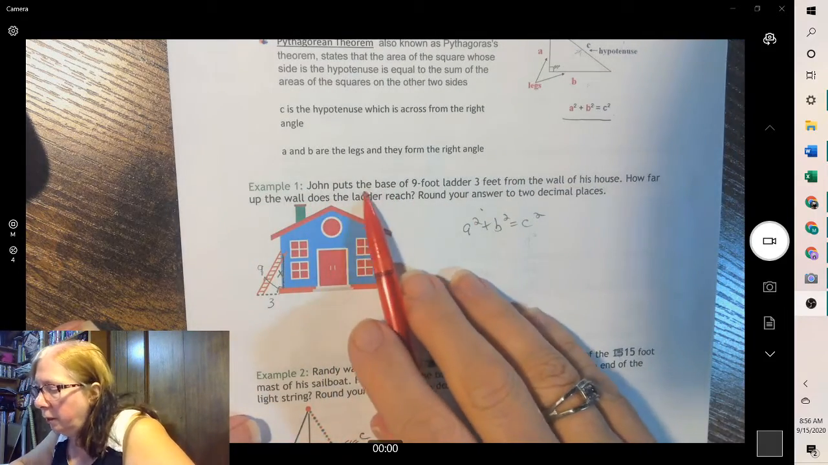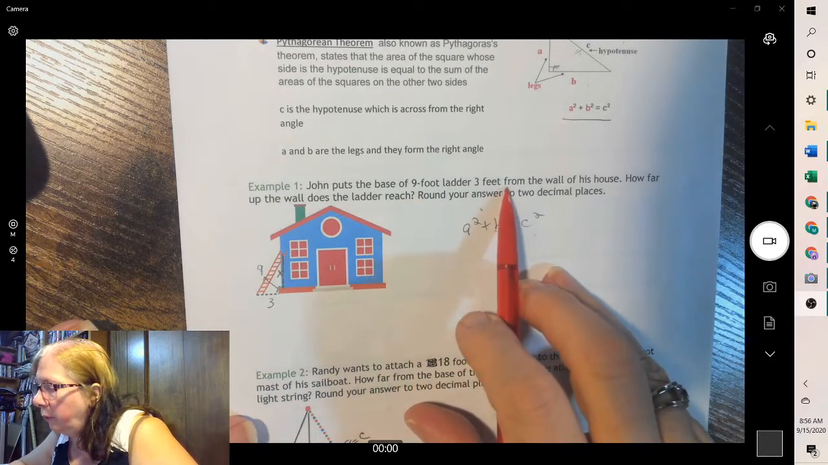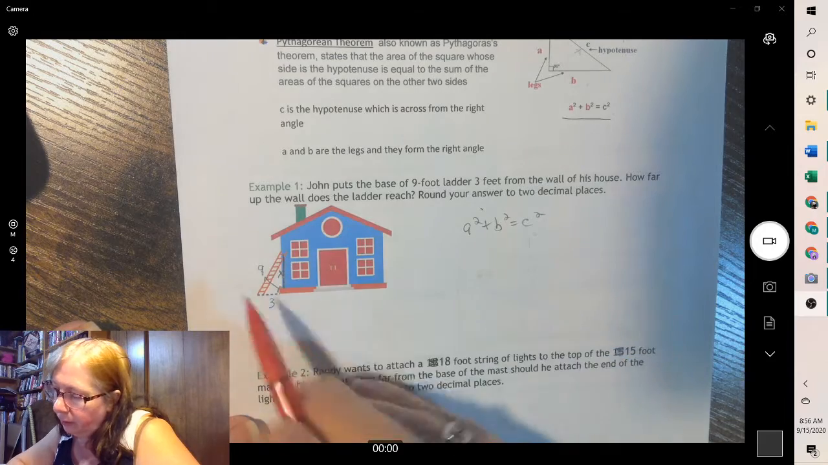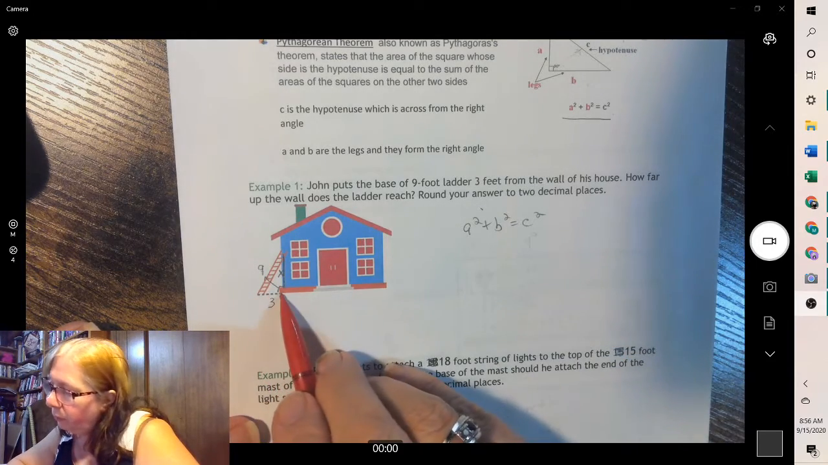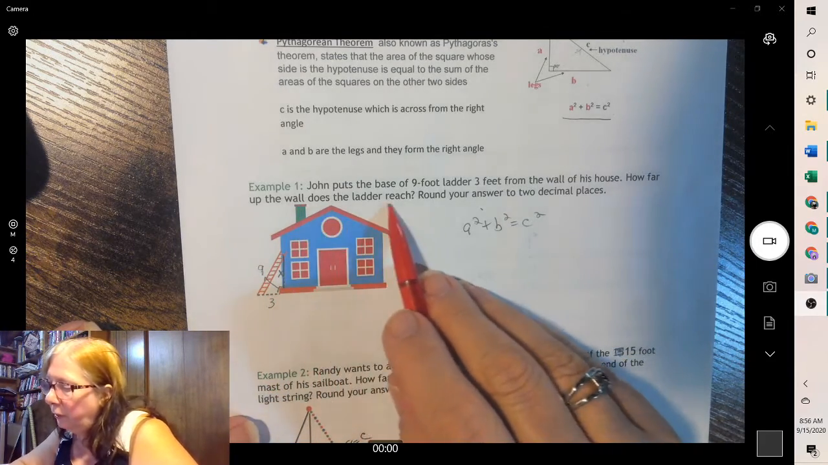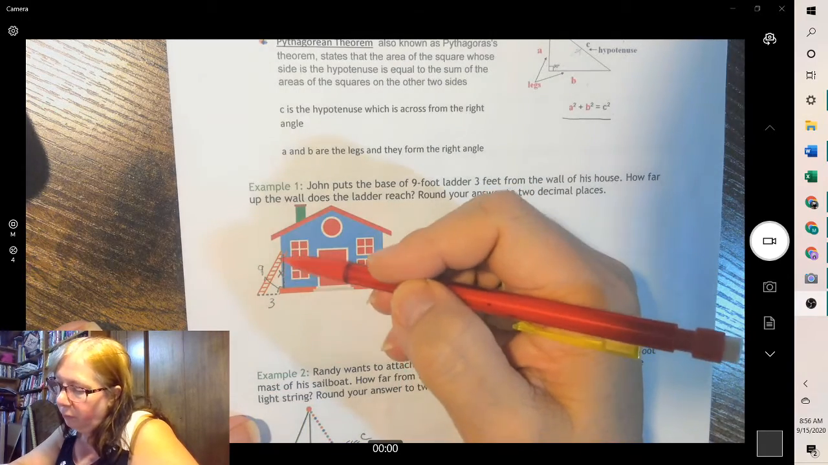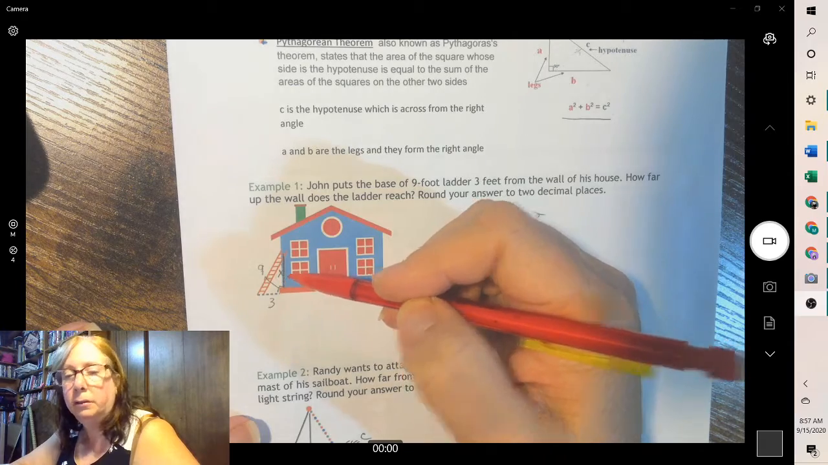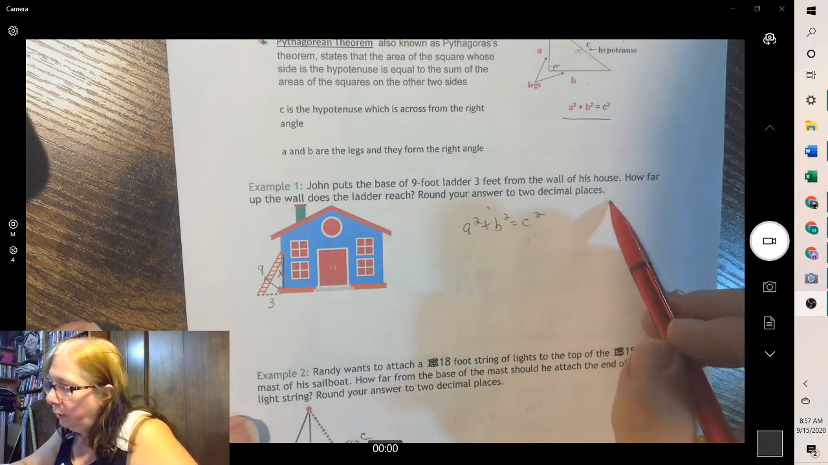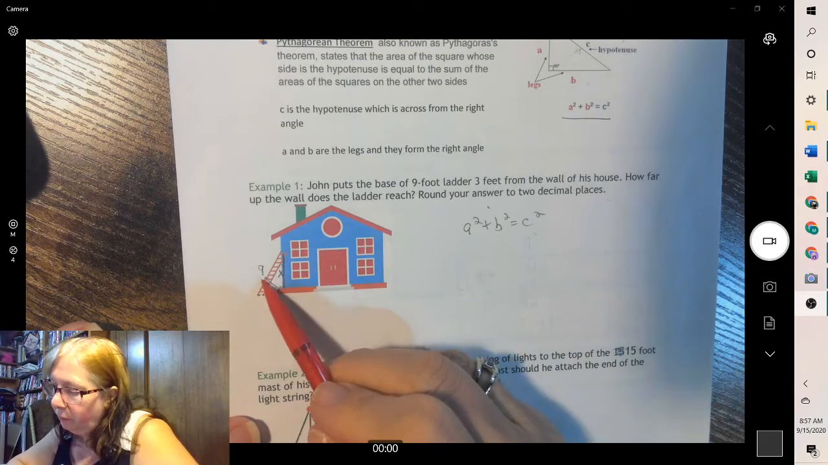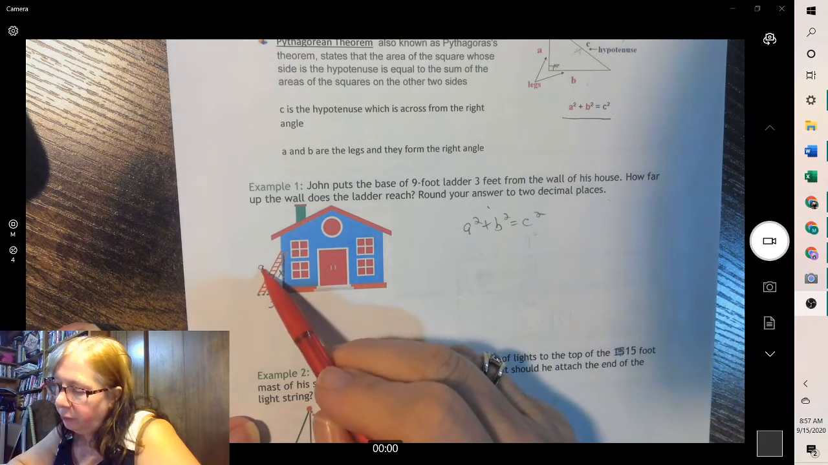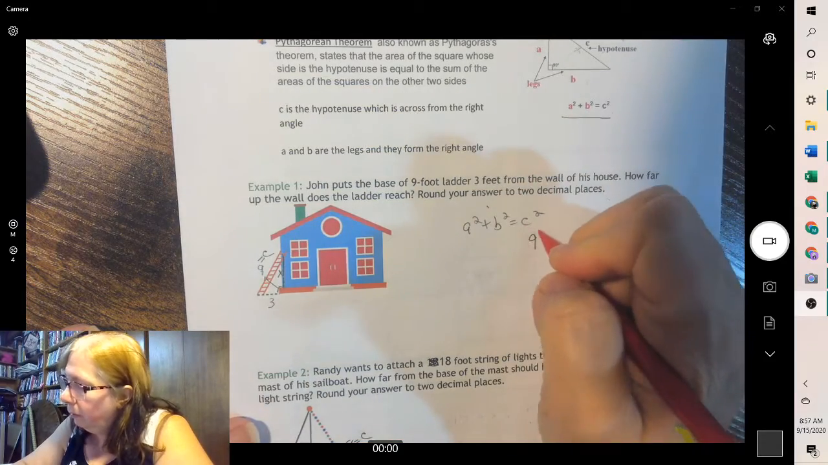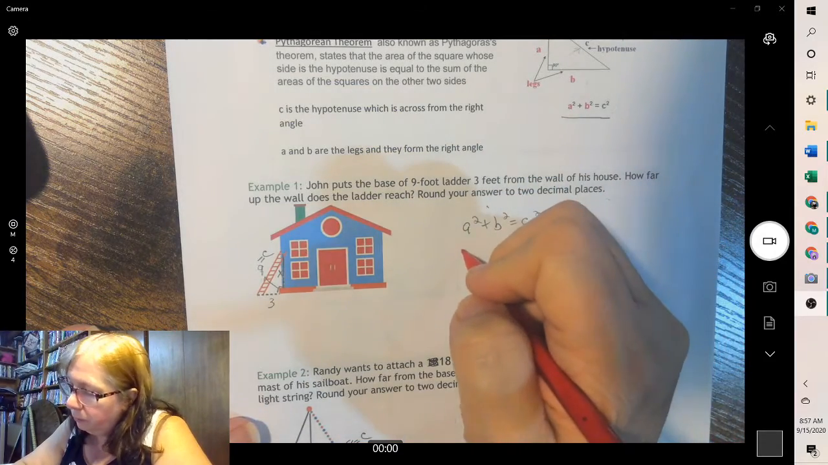John puts the base of a 9-foot ladder 3 feet from the wall of his house. So his ladder's 9 feet, and it's 3 feet away from the house. How far up the wall does the ladder reach? Up the wall. So that's what we're looking for. That's our x. Round your answer to 2 decimal places. This is across from the right angle, so this is our C. It's our hypotenuse.